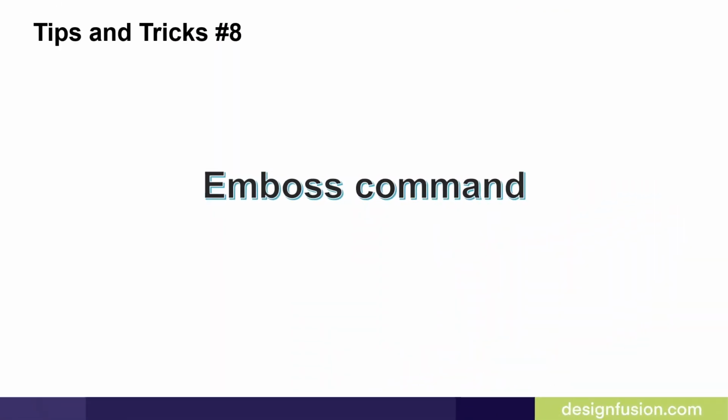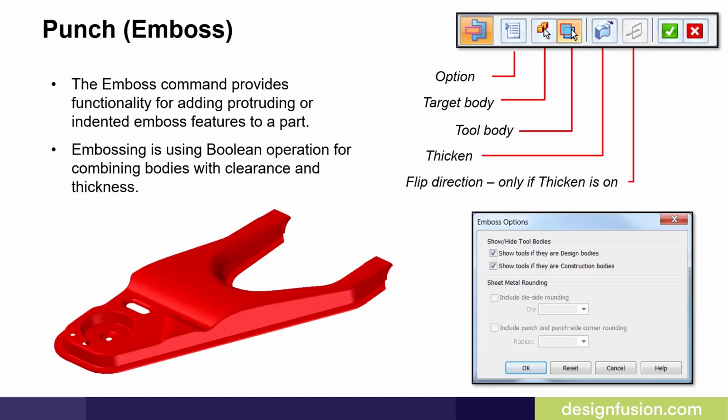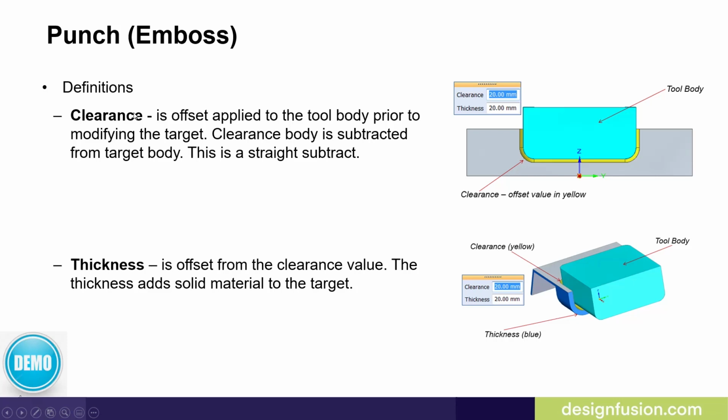To finish off part 2 of this blog series, we'll look at the emboss command. The emboss command provides functionality for adding protruding or indented emboss features to a part. Embossing is using boolean operations for combining bodies with clearance and thickness. So you can see here's your emboss command bar. And we do have options, for example, putting on little rounds and so forth. We do have a clearance option, so you can add a clearance option to what you want to emboss.